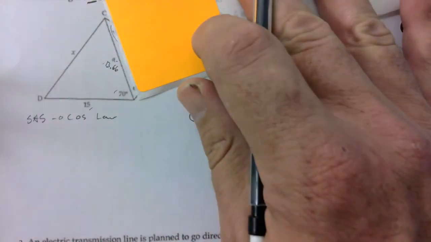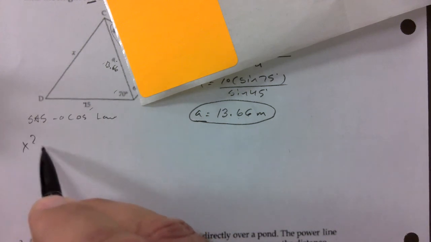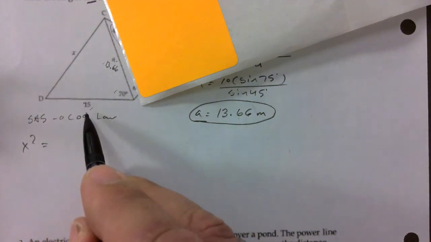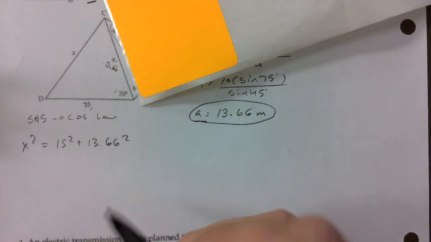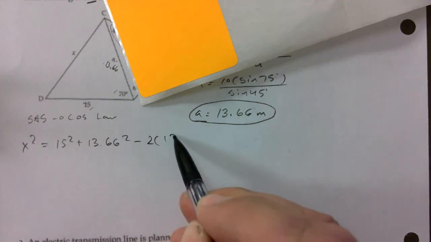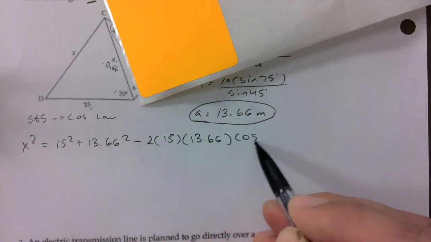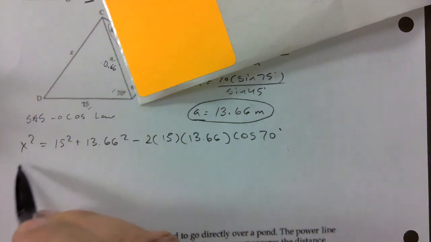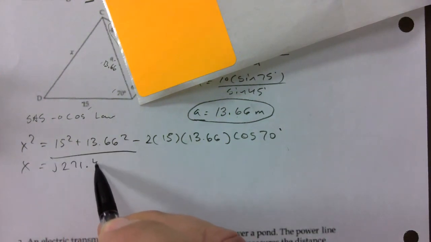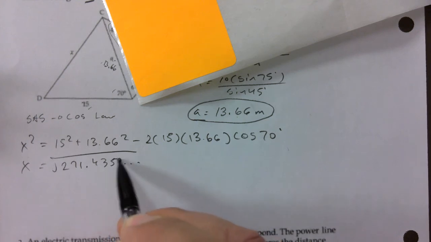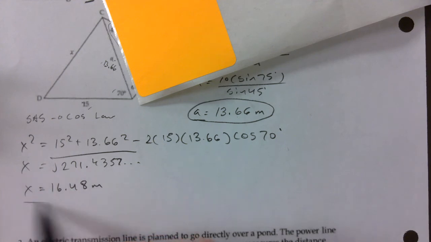So sorry, I'm going to go here, side, angle, side. So if I want to find x, I need to square it. And then I take 15 squared plus 13.66 squared minus 2 times 15 times 13.66 times cosine of 70. X is the square root of 271.4357 dot dot dot, and that's 16.48 meters.